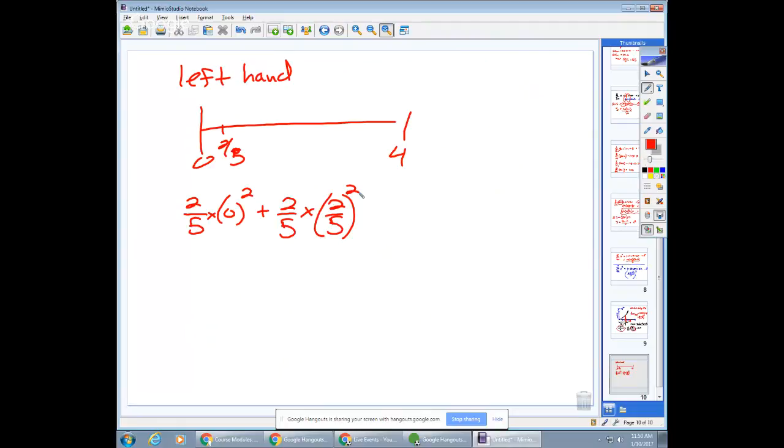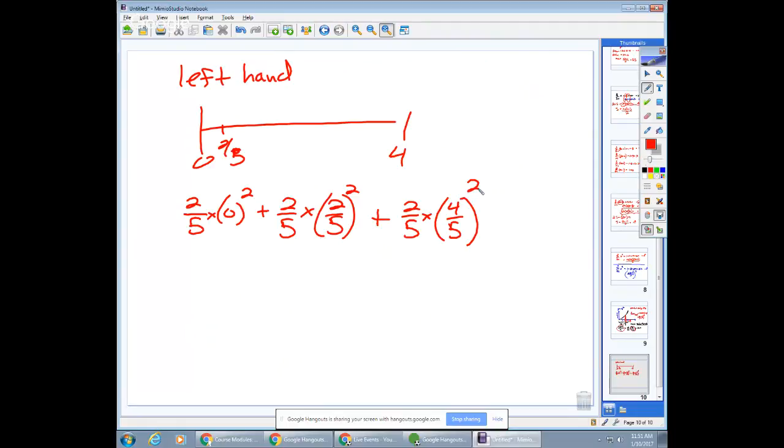Then we jump over to the next one. How far over is the next one from 2/5? Another 2/5. 2/5 plus 2/5 is 4/5. So that means I'm going to have still my base of 2/5. My height, however, is going to be 4/5. And I'm going to keep moving on down the road.